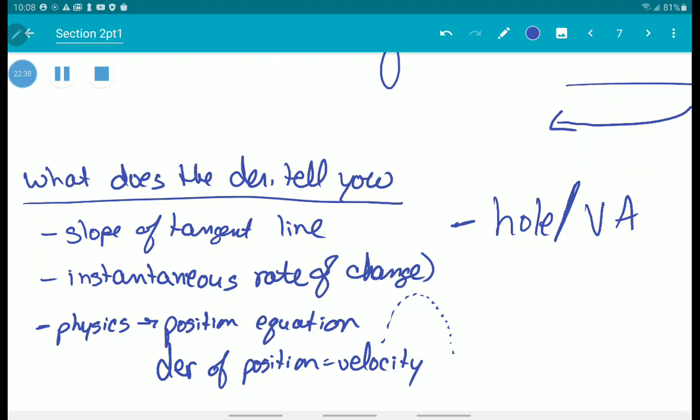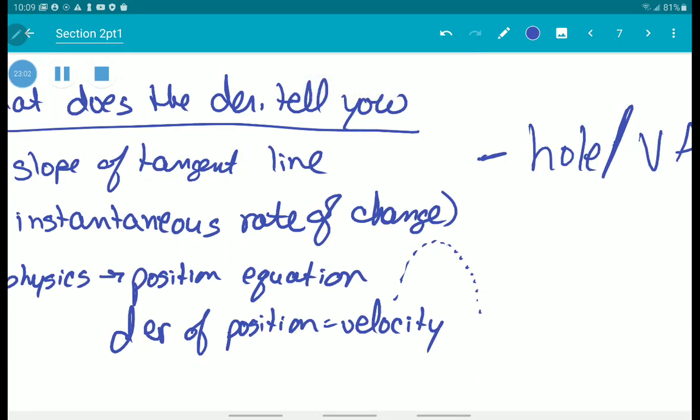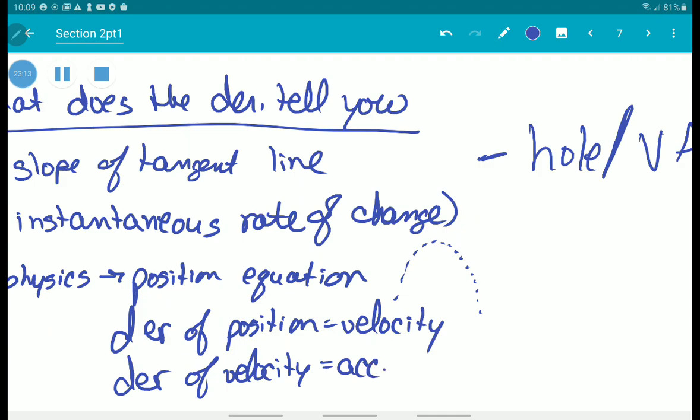So not only would we be able to tell where the ball is at any point in time, or missile or whatever we're throwing up in the air or shooting off, but we could also tell you how fast it's going at any particular point in time by taking the derivative of that equation. Now, just a nice little side note here, if we take the derivative of velocity, we'll get the acceleration, so how fast it's speeding up. And we will talk about those kinds of examples a little bit later.